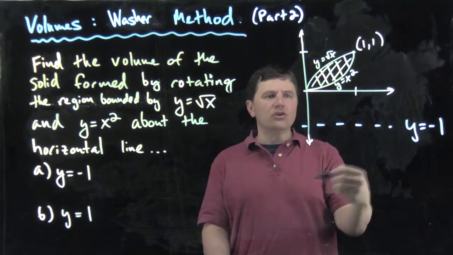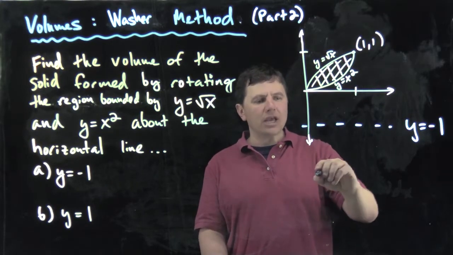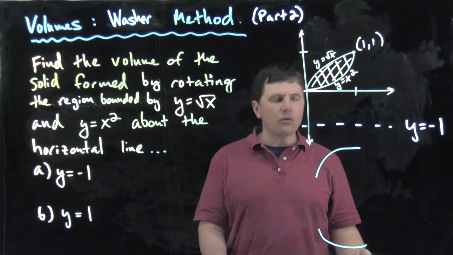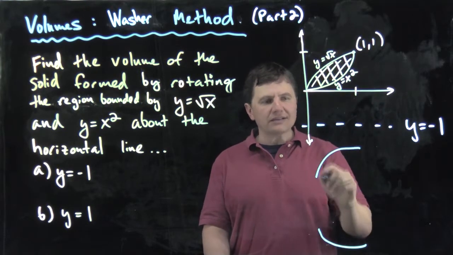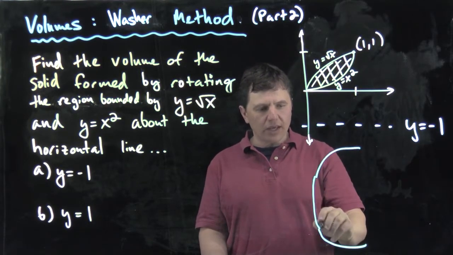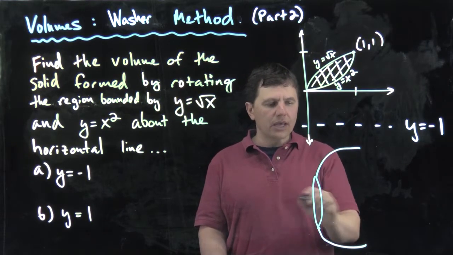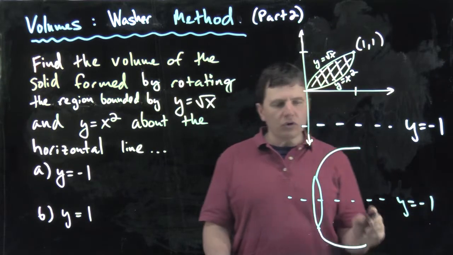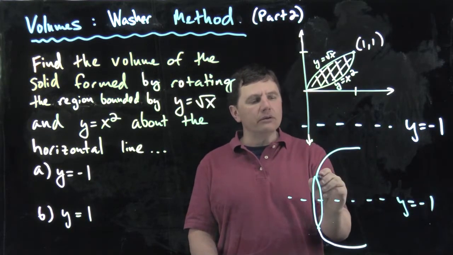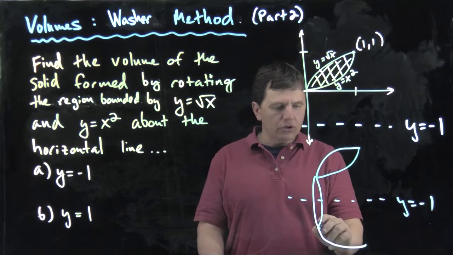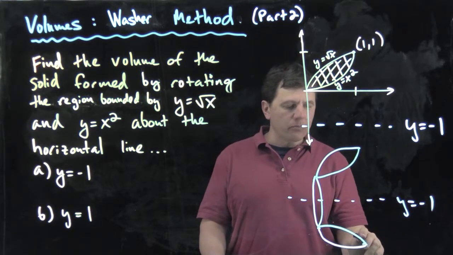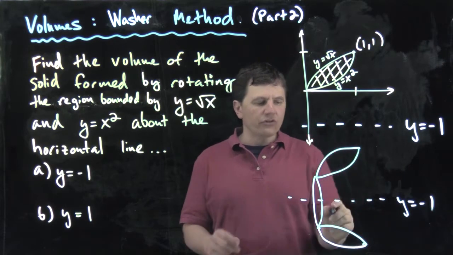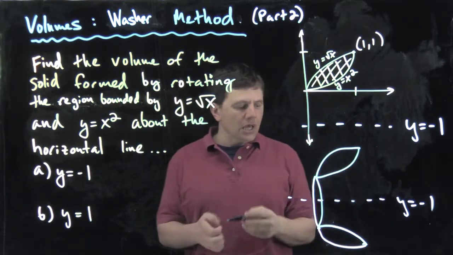Almost, I guess you could think of this as looking like a lampshade, right? So the outside would be sort of like this. That's formed by the square root of x around this line, okay? And then it's going to have a hole in it here. And then our axis of rotation, y equals -1, will look like that. The inner part of this is formed by y equals x squared. So once again, we are dealing with a washer.